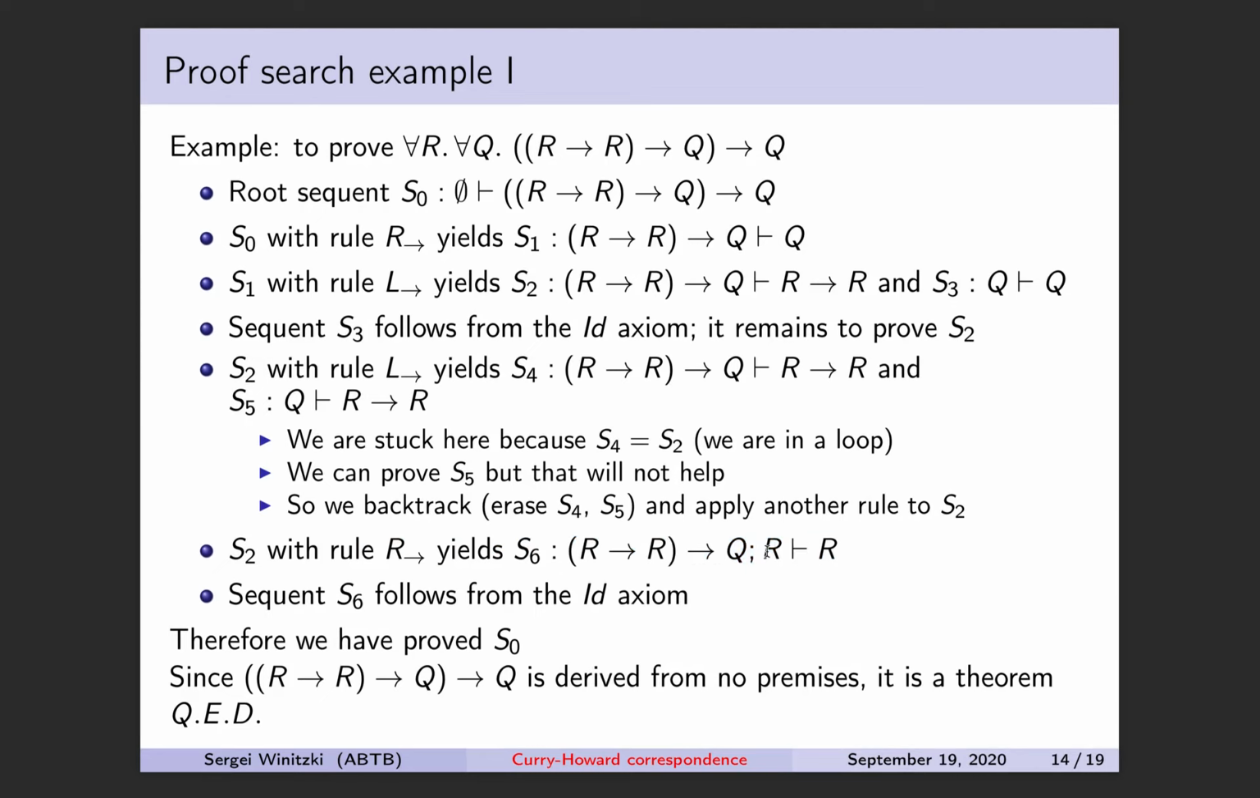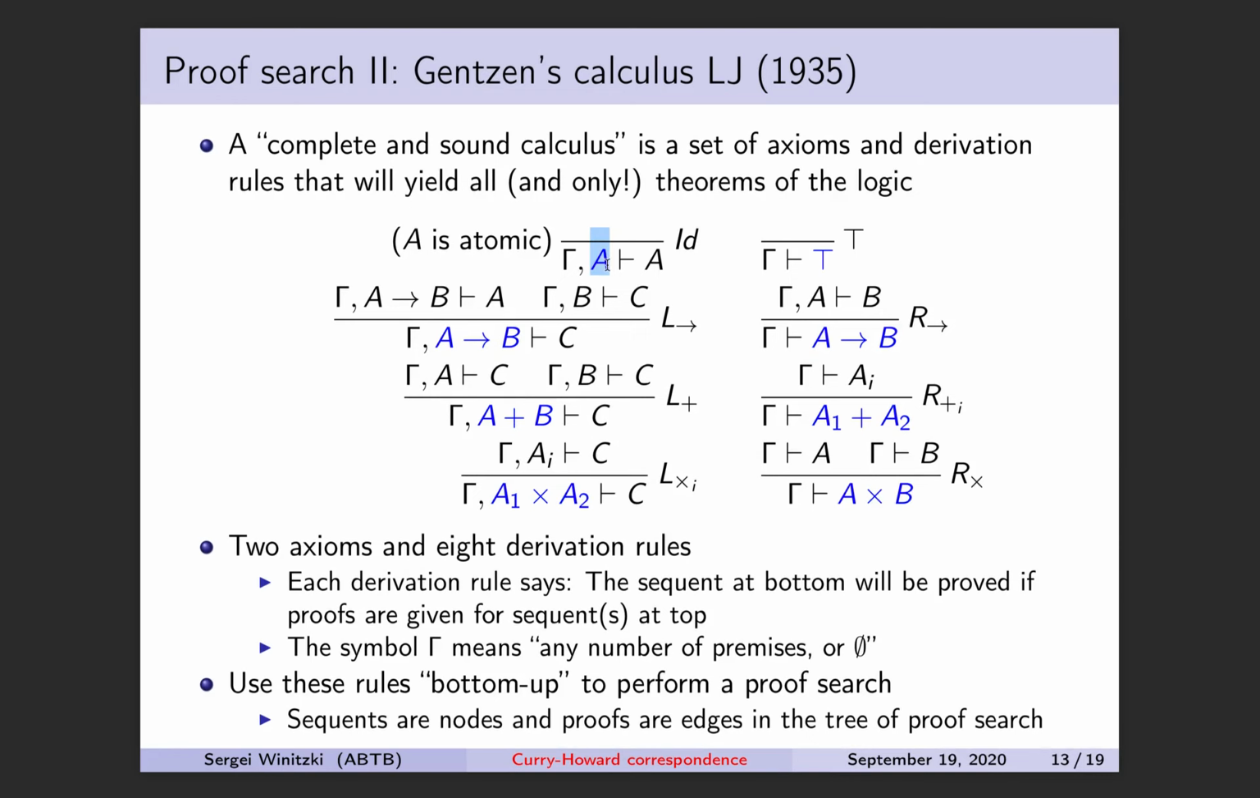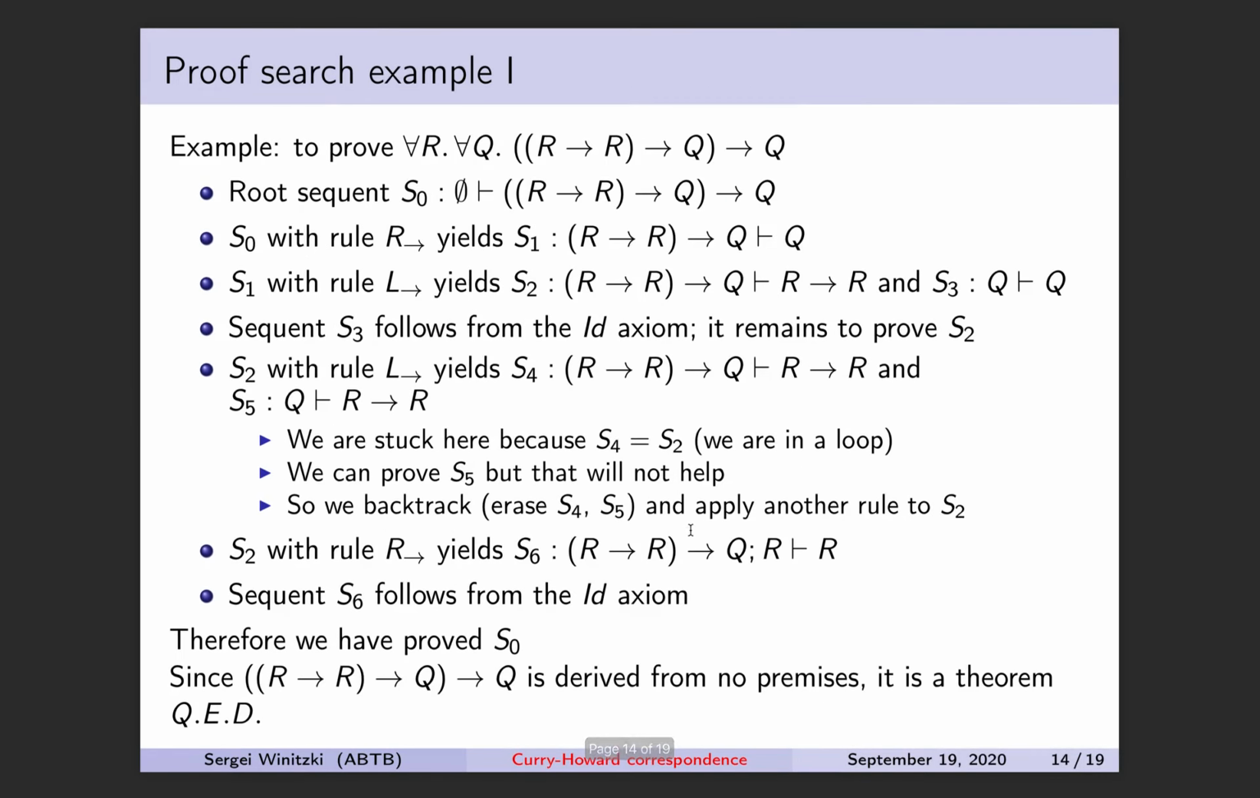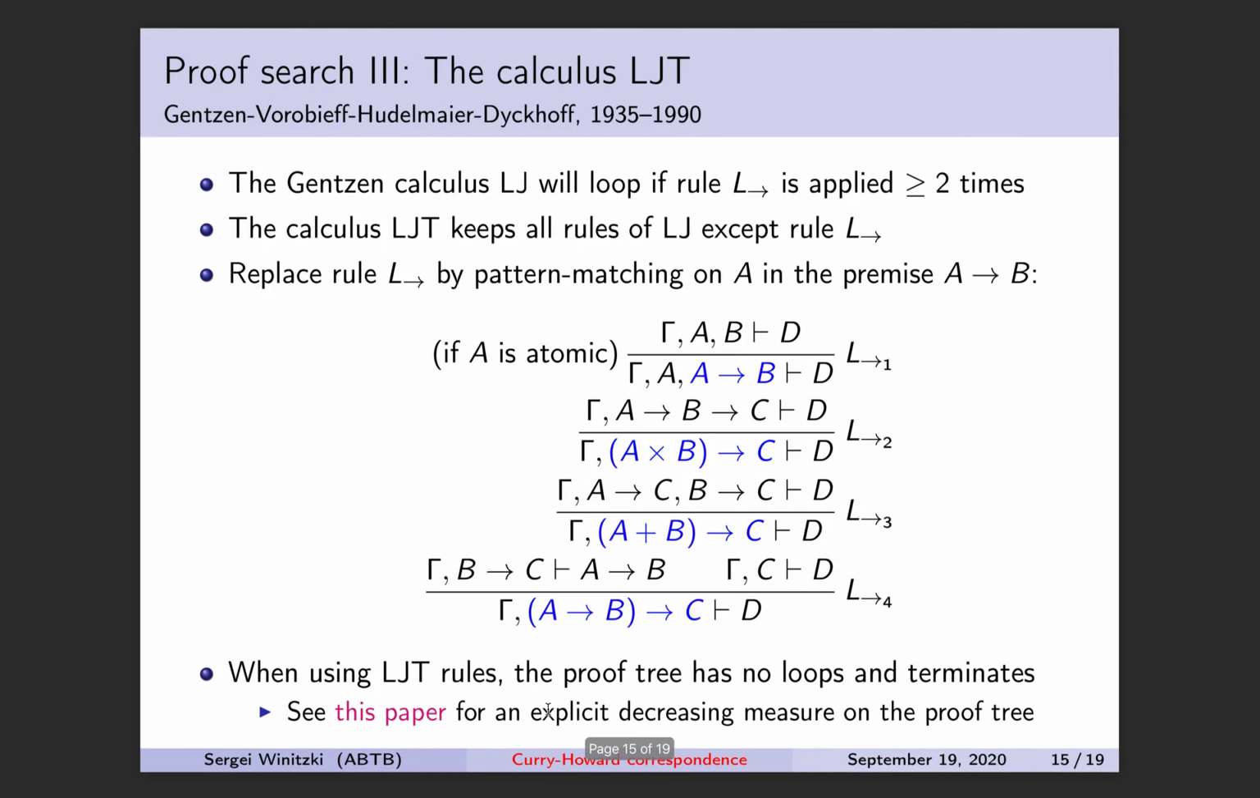The sequent S6 follows from the id axiom, because we can use this. This is an unused premise, and this is the same atomic premise as was here. So we can use this id axiom, and we have proved the sequent S6. We're done. We have proved all necessary sequents. Therefore, this sequent is a theorem in the logic. But how do we find code for this? Well, we will find out a little later how to find code.